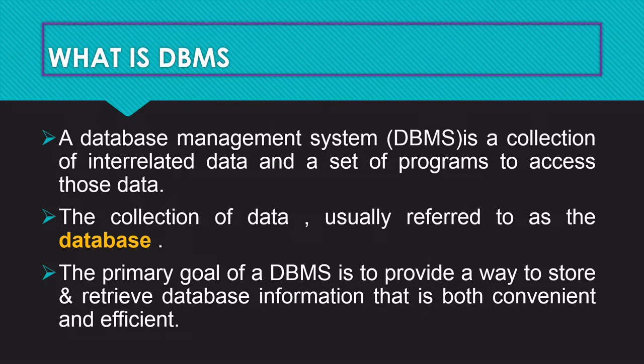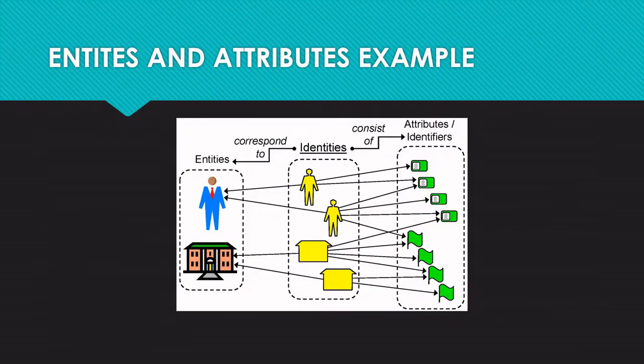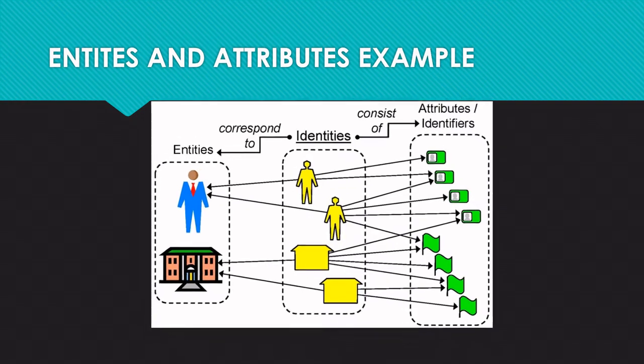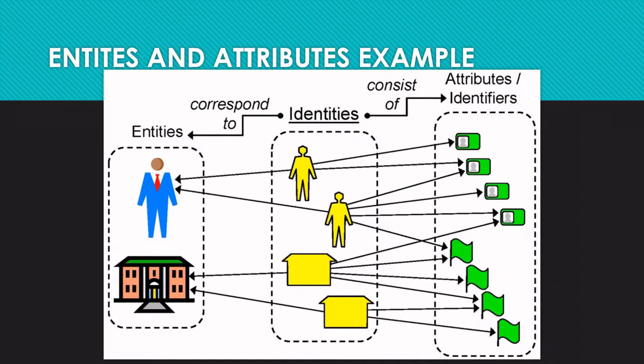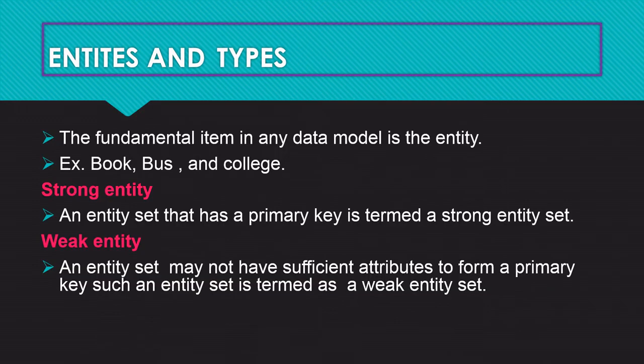An entity set that has a primary key is called a strong entity. How to represent a strong entity? The strong entity is represented by a rectangle. Next we move on to the weak entity. A weak entity set is an entity set that may not have sufficient attributes to form a primary key. The weak entity set is represented by a double rectangle.